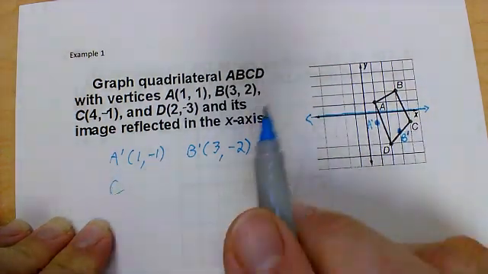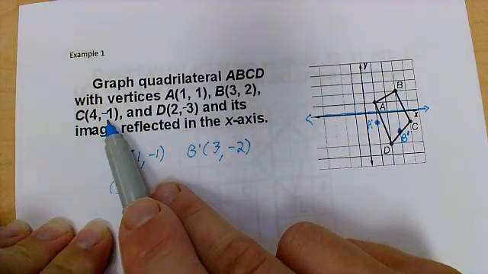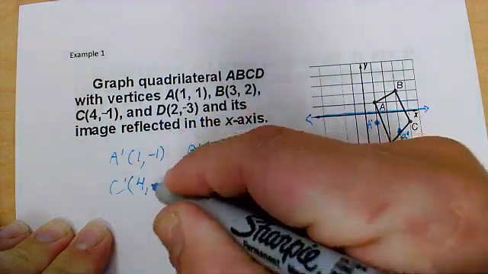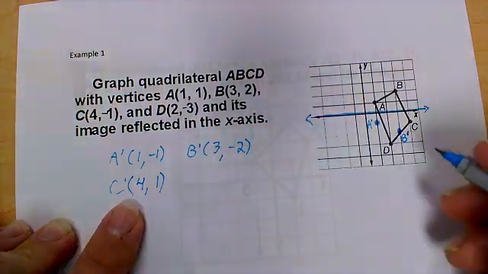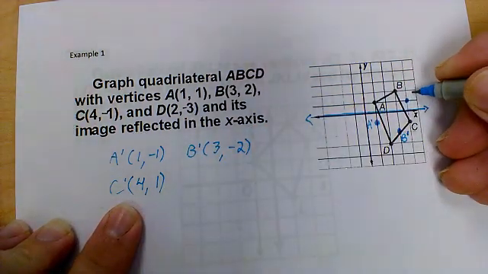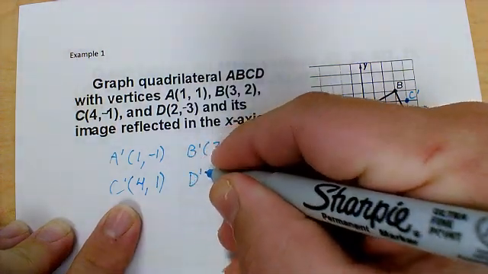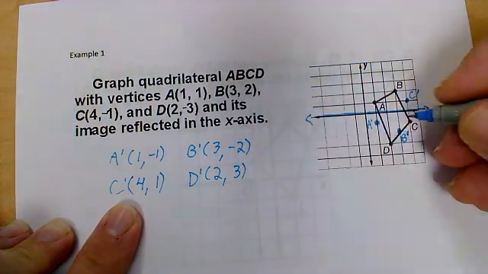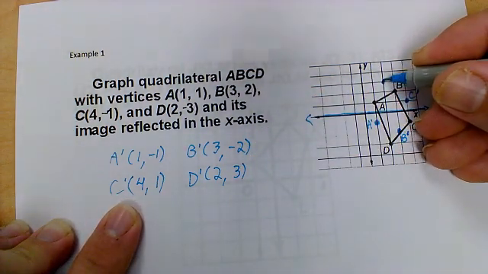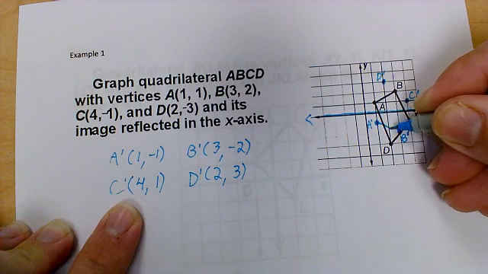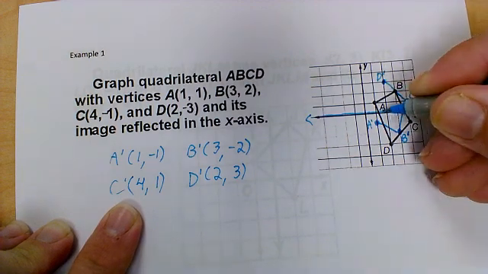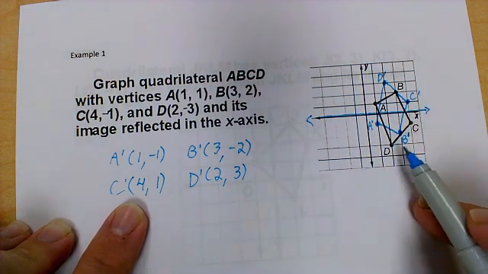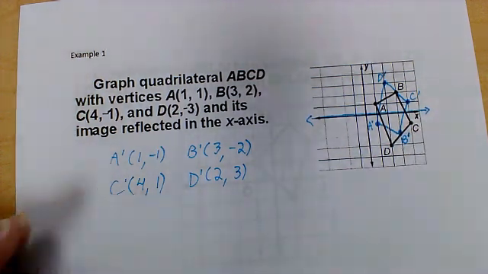Now for C, since it is at 4, negative 1, again, you negate your y value, so C prime is going to be at 4, positive 1. The x value does not change. And for D prime, 2, negative 3 will become 2, positive 3. And we can just connect this in to make our image. But if you're submitting work to me through a Google form, this is what I'm after over here. I don't need to be seeing your graph. All right, very well.